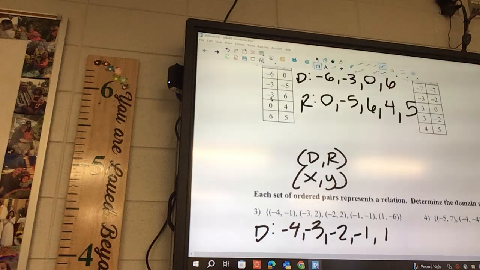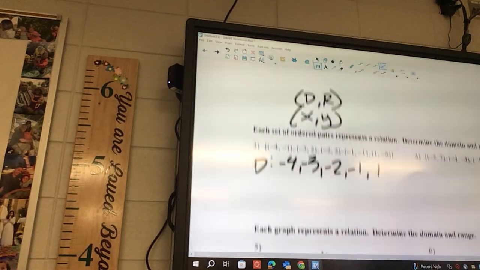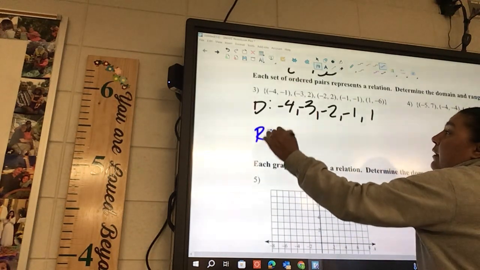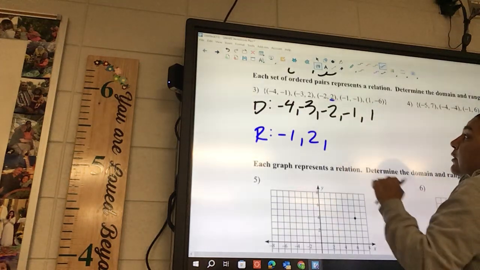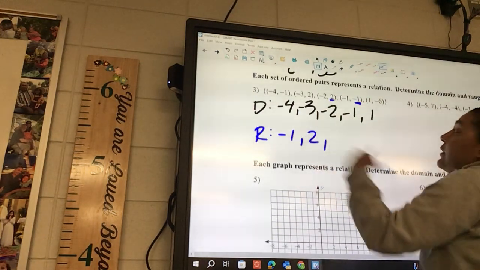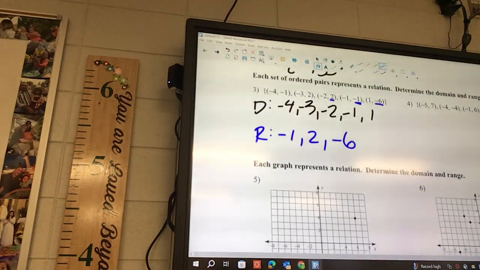Okay, the range then is what? What's the very first range? -1. Okay, the range is going to be -1, 2. 2 is already on our list, so we don't need to write that down. -1 is already on the list, so we don't need to write that down. And then we have a -6.